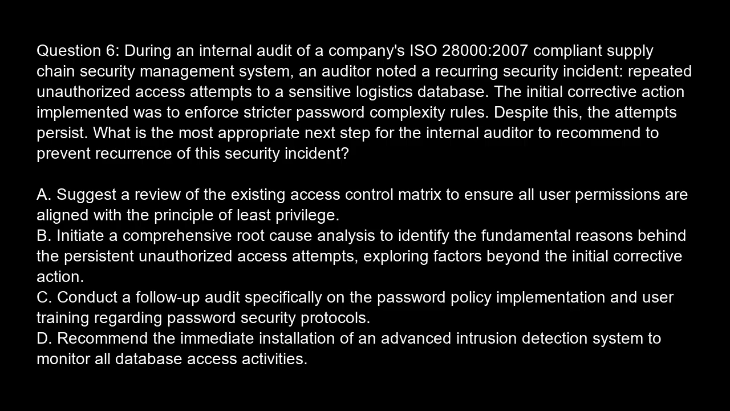Option A. Suggest a review of the existing access control matrix to ensure all user permissions are aligned with the principle of least privilege. Option B. Initiate a comprehensive root cause analysis to identify the fundamental reasons behind the persistent unauthorized access attempts, exploring factors beyond the initial corrective action. Option C. Conduct a follow-up audit specifically on the password policy implementation and user training regarding password security protocols. Option D. Recommend the immediate installation of an advanced intrusion detection system to monitor all database access activities.